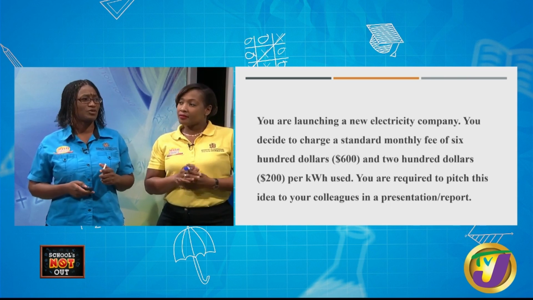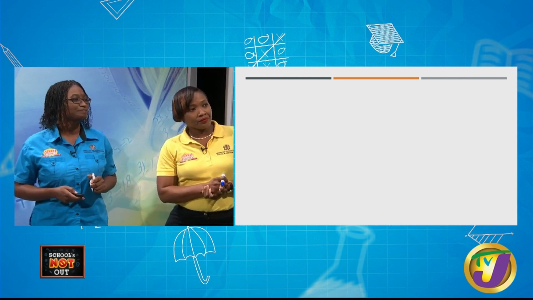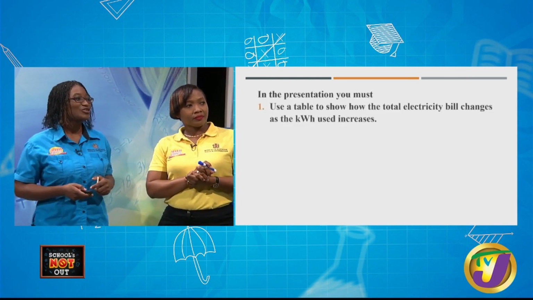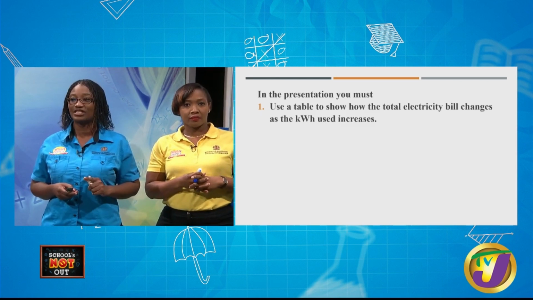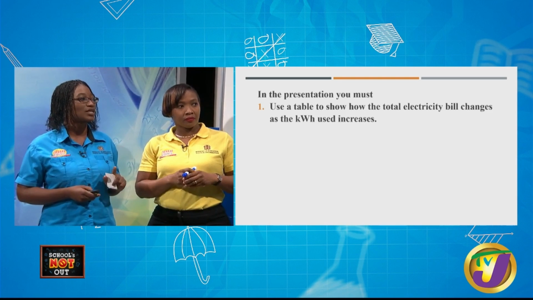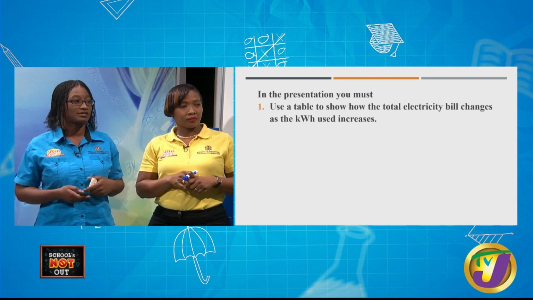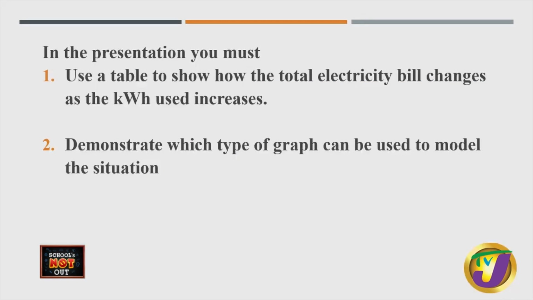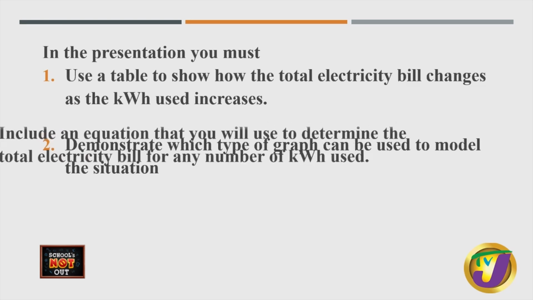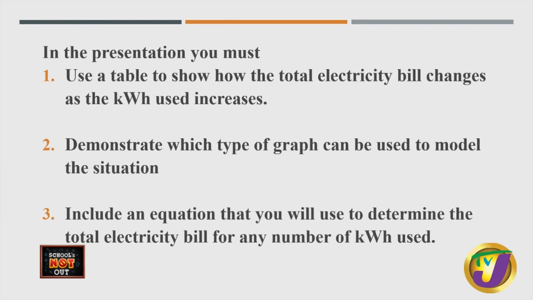What should this report entail? In your presentation, you must use a table to show how the total electricity bill changes as the kilowatt hours used increases. Number 2, you must demonstrate which type of graph can be used to model this situation. And 3, you must include an equation that will be used to determine the total electricity bill for any number of kilowatts used.